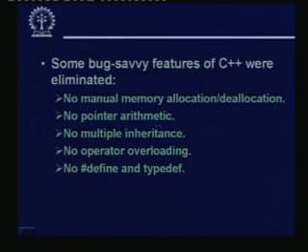Java does not allow you to carry out any arithmetic on pointers. You use pointers in the way they should be used, but do not add, multiply, subtract pointers, they are meaningless. Multiple inheritance is not allowed, this is considered to be a problem again. Operator overloading you cannot do, of course, you can do method overloading, but no operator overloading, and no macro definition like hash define and type def, which can be confusing. So, these features were eliminated from Java.